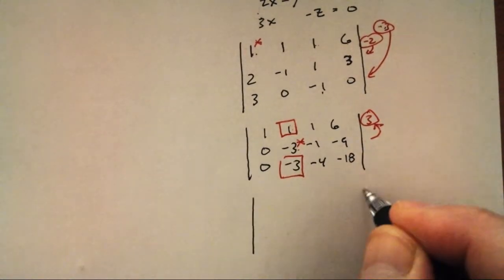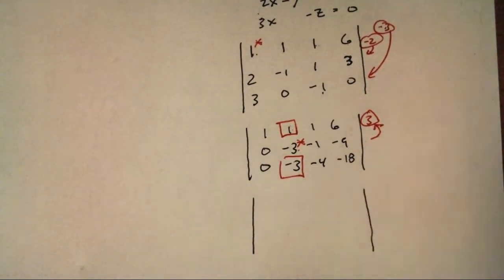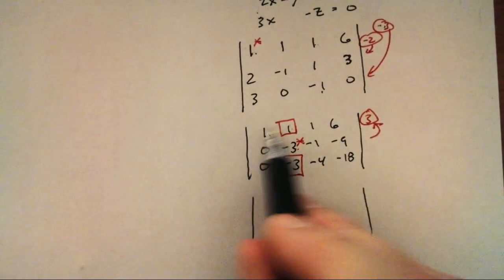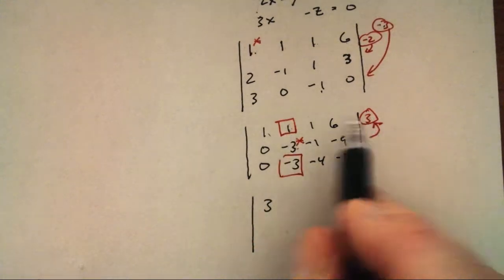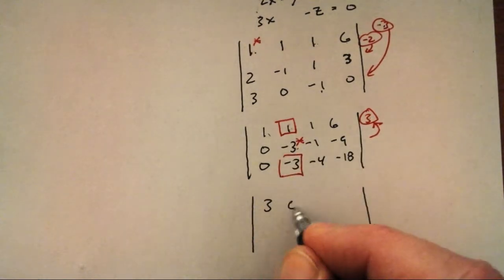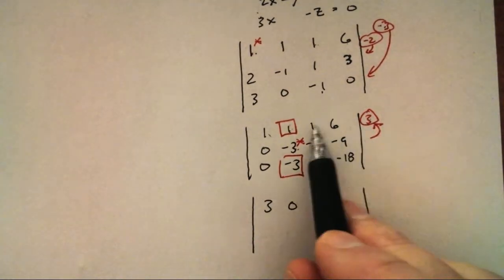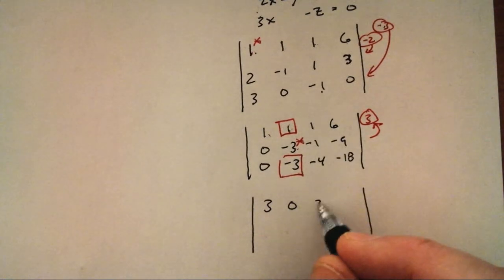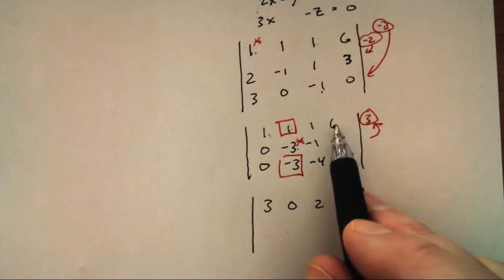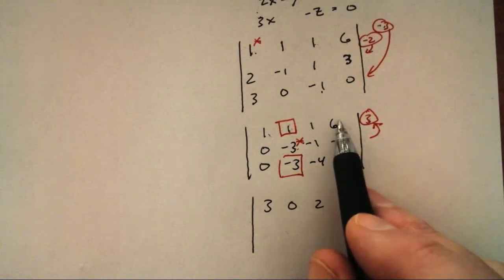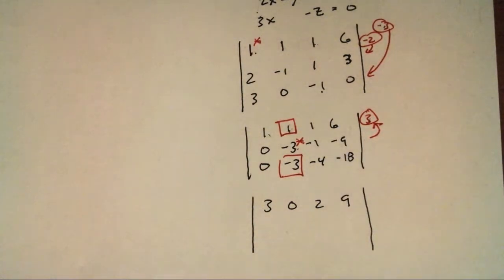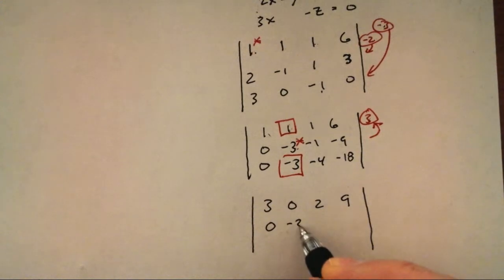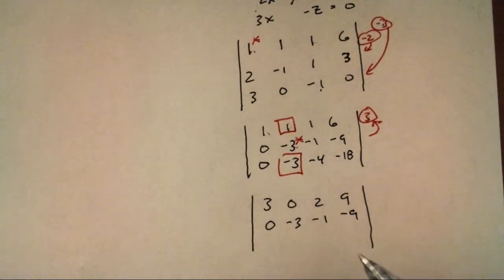So let's see, careful here. Touch, touch. We get 3 and 0. We get 3 and negative 3, 0. That was our purpose. We get 3 and negative 1, 2. We get 18 and negative 9, 9. Hitman row doesn't change: 0, negative 3, negative 1, negative 9.